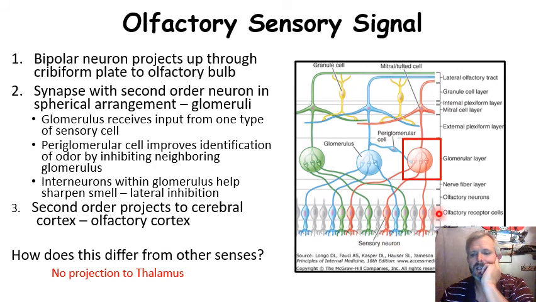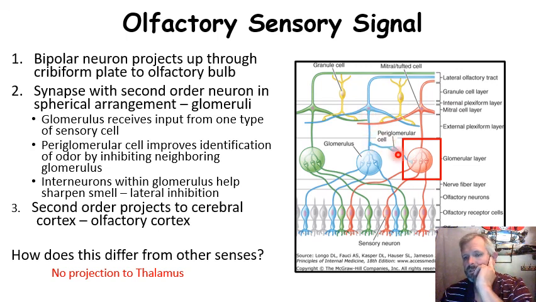Right, so here's that setup again. Here are the bipolar neurons, the axons, and what we see is they synapse with the second order neuron in these spherical arrangements, which receive input from one type of sensory cell. So these blue ones would all be activated by the same molecule. They send signals up, go here, and get into the second order neuron, the mitral cells, and you get brought up.